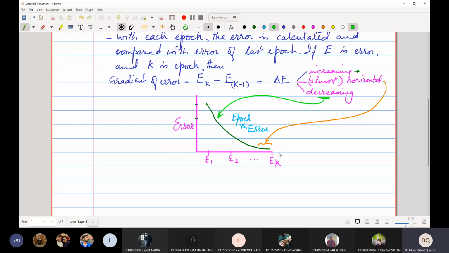We will keep on doing this thing until it becomes almost horizontal. And usually, in the experiments I do, or in MATLAB, the default is, it says that if the error is almost horizontal for 6 epochs, so if this is k, then k plus 5, in these 6 epochs there is no change, then you should stop. So this is one of the stopping criteria.